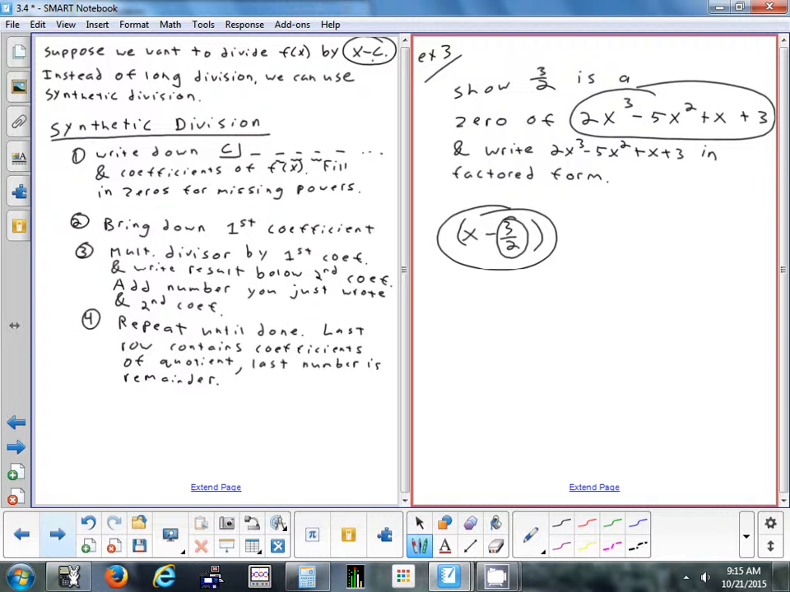Okay? So to divide it, we're not going to use long division. You could. But we're just going to put the number after the minus sign on the outside. And I'm going to put down my coefficients on the inside. Cube, squared, first power, constant. Not missing anything. So 2, -5, 1, 3. Okay, draw a line. Bring down the first coefficient. 2.